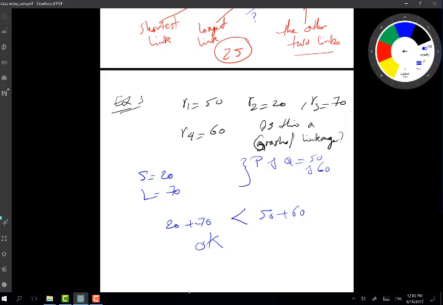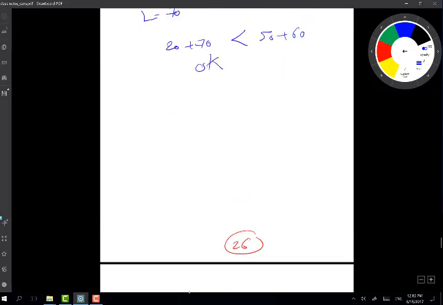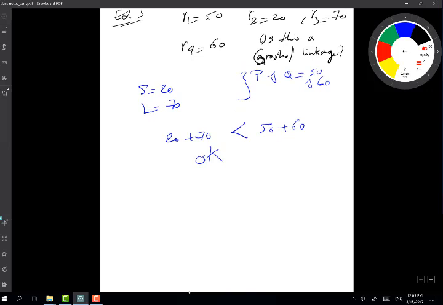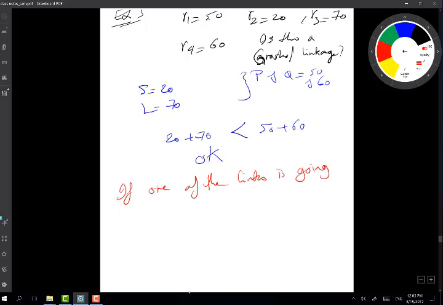One of the links is going to do 360. Now, if one of the links is going to do 360, which link is going to do 360? This is the answer. It will have to be S.